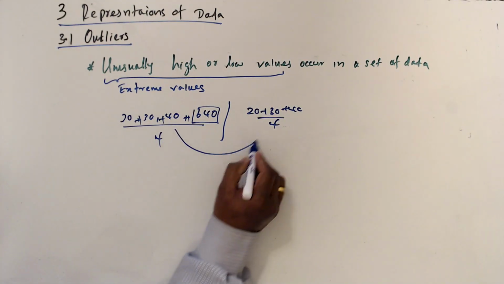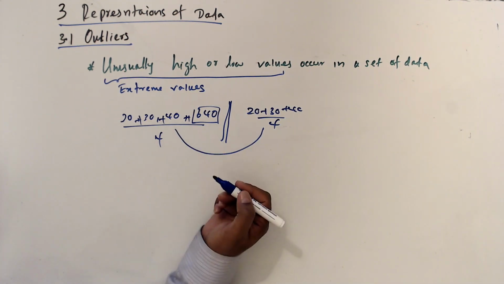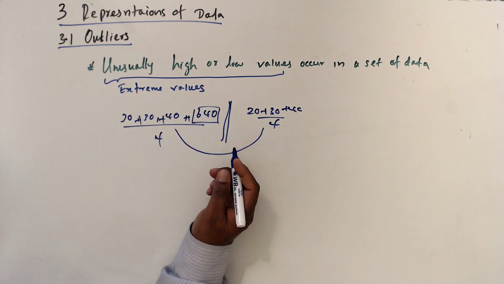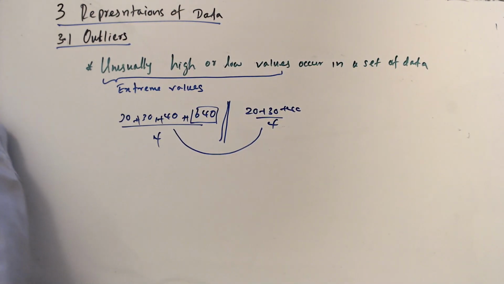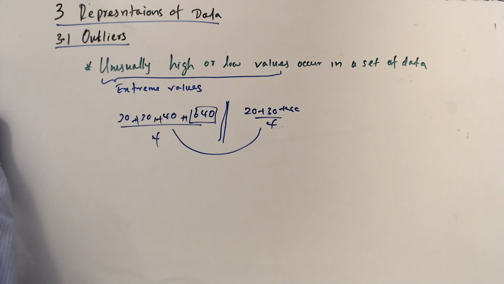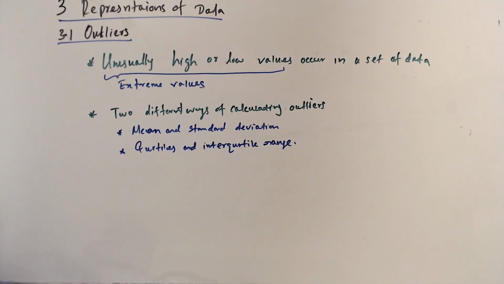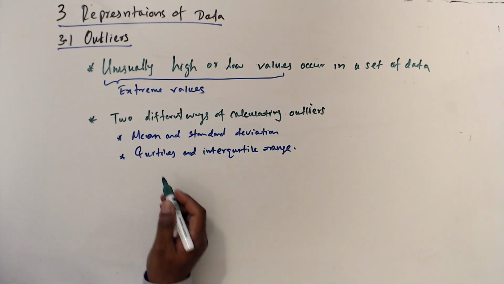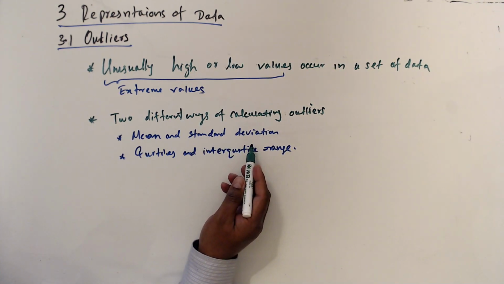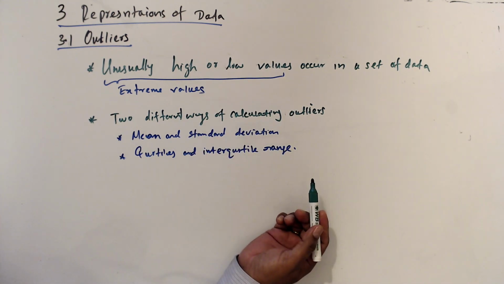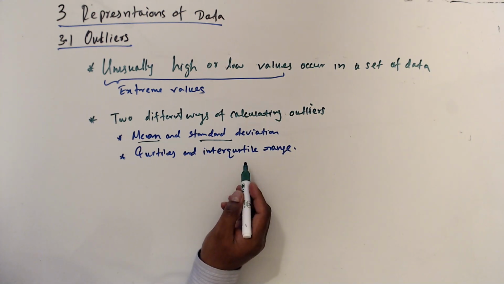Now we need to know some rules to get rid of these extreme values. We can't just drop them, so we should have a theory to apply to get rid of extreme values. We have two different ways of calculating outliers: one is the mean and the standard deviation, or the quartile and interquartile range.